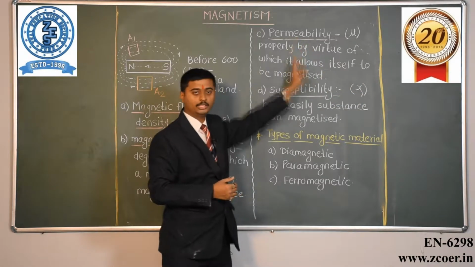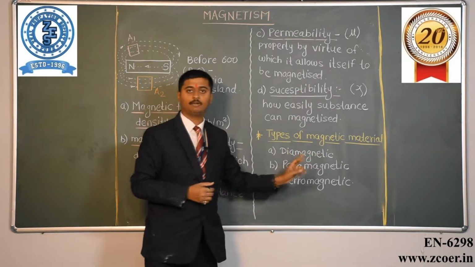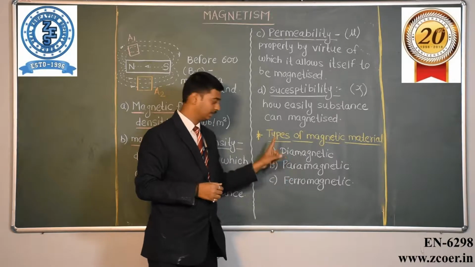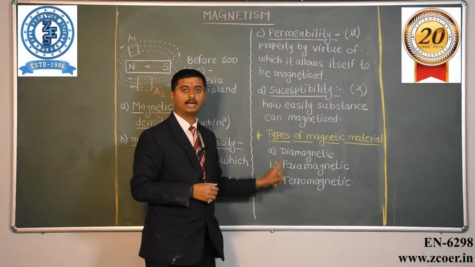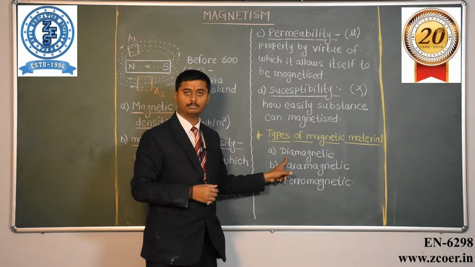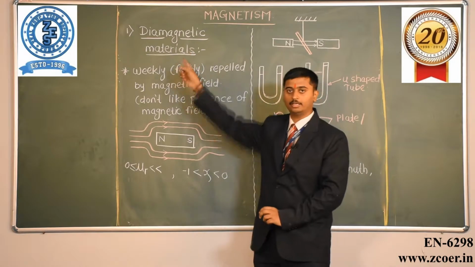Now depending upon these two important properties, the magnetic materials are classified into three types. First one is diamagnetic material, second one is paramagnetic material, and third one is ferromagnetic material. Let us move towards the first type, that is diamagnetic material.